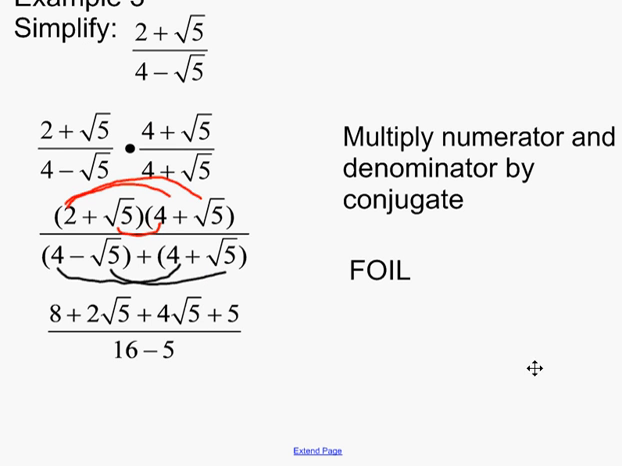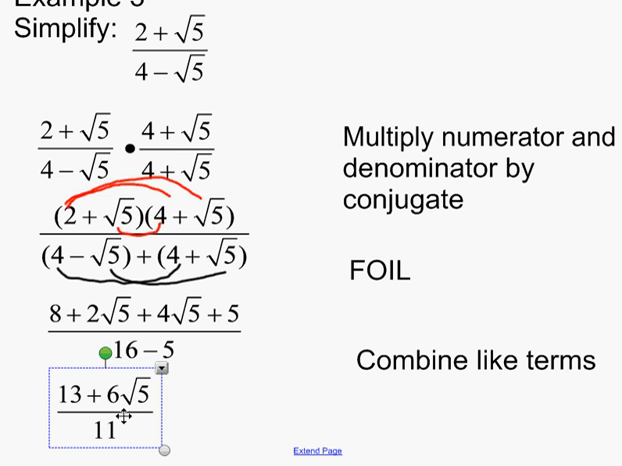So just combine the like terms. 8 plus 5 is 13. 2 radical 5 plus 4 radical 5 is 6 radical 5. And 16 minus 5 is 11. So here is our final answer.